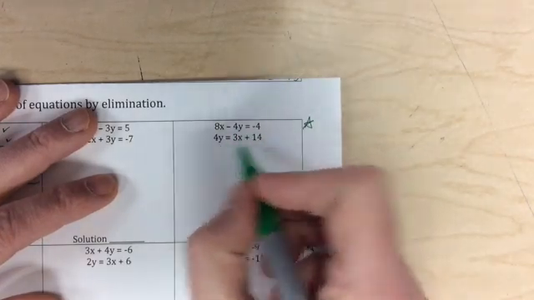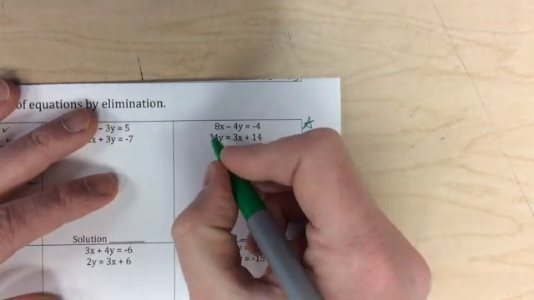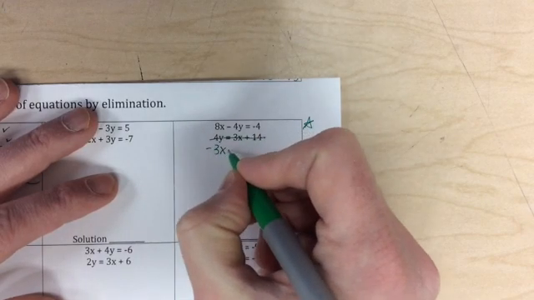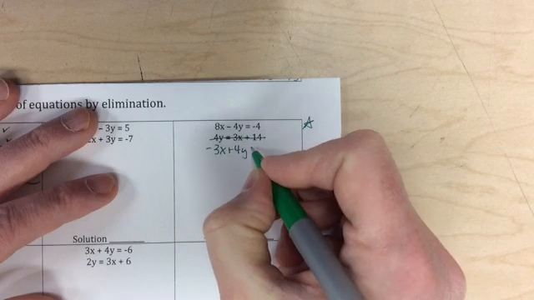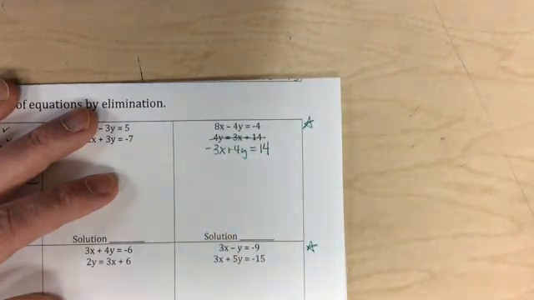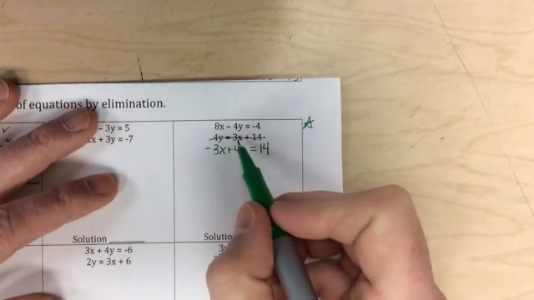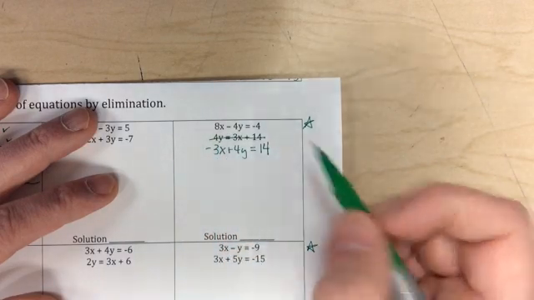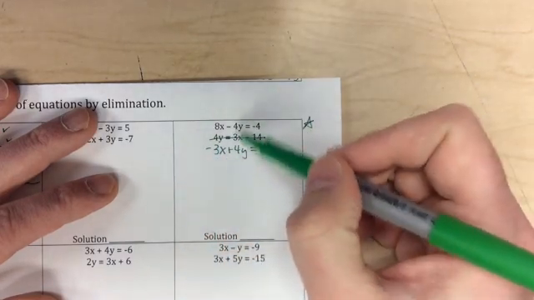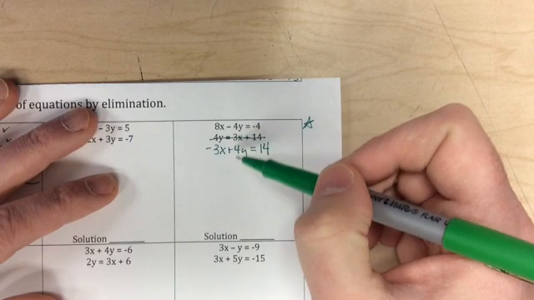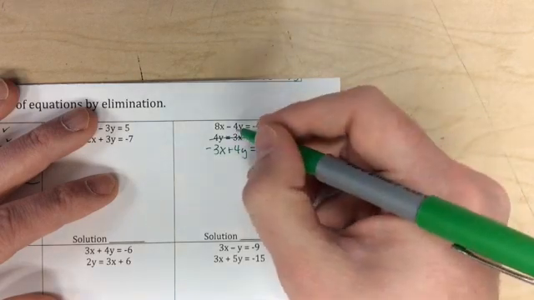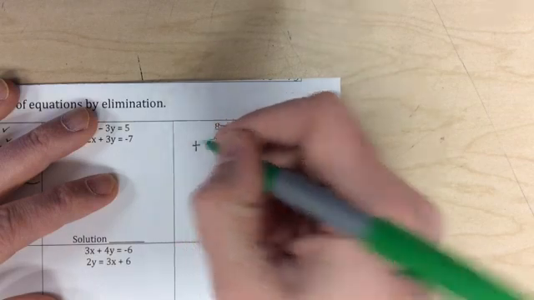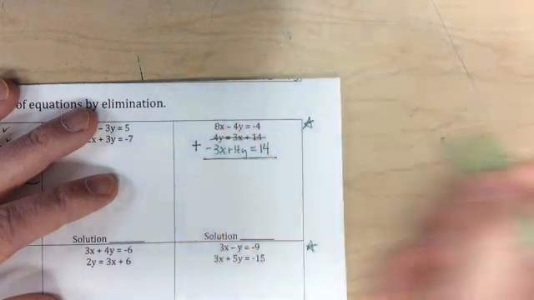So I'm going to adjust the bottom equation, and I'm going to bring the 3x to the other side. So that's going to make it negative 3x plus 4y equals 14. All I did was bring the 3x to the other side to make it negative. Everything else was the same. Now I can eliminate those y's by adding, because one's negative and one is positive. So I'm going to add those two equations.